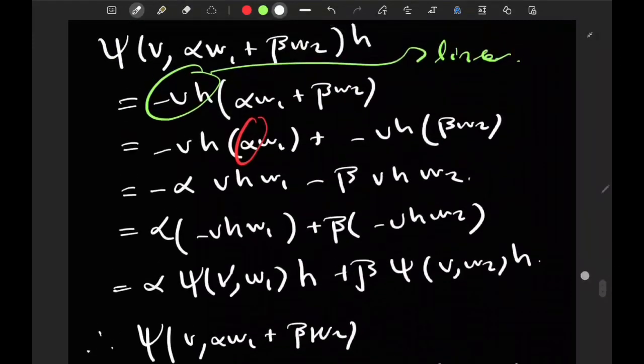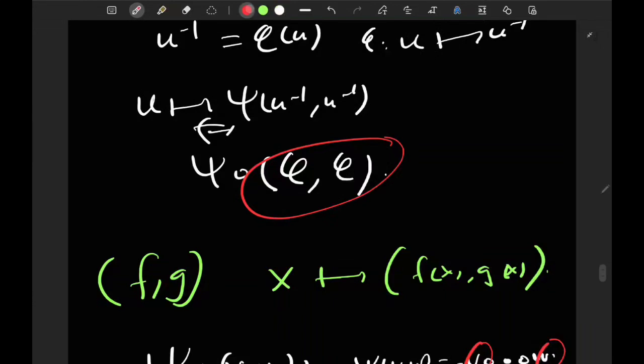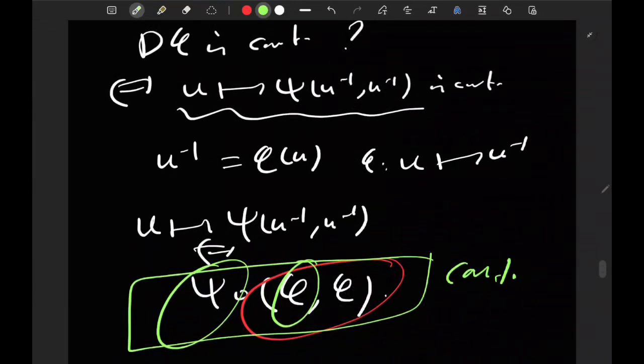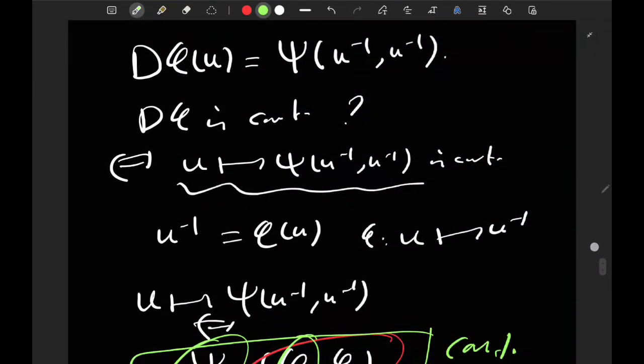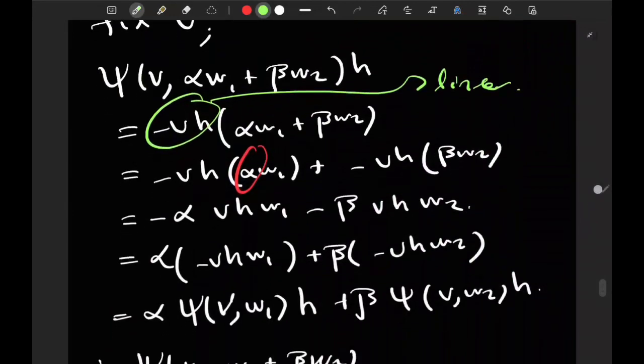Now the other thing is that phi inverse is continuous, right? So where is, yeah. Oh, sorry, phi is continuous. So psi is continuous and phi is continuous, and therefore this entire map is continuous. This entire map is nothing but our map d phi. D phi was psi of u inverse, which is psi composed with phi. So therefore, d phi is continuous.